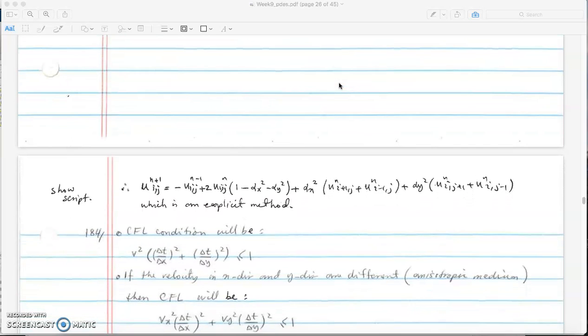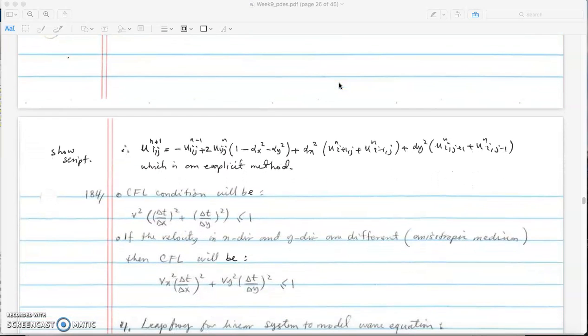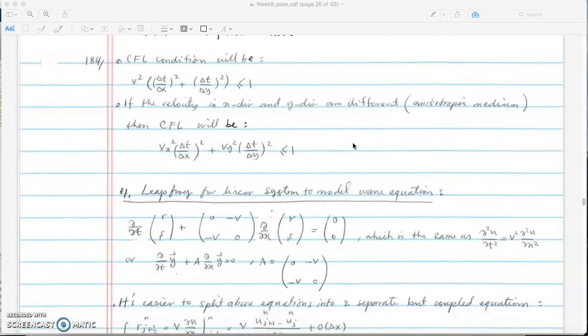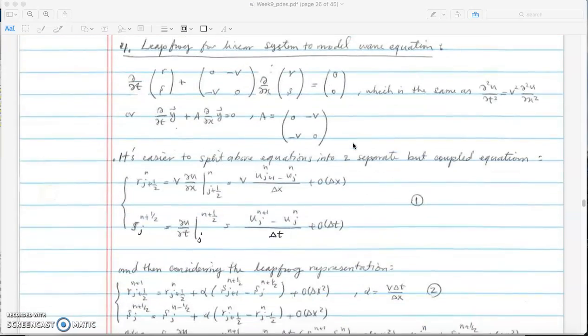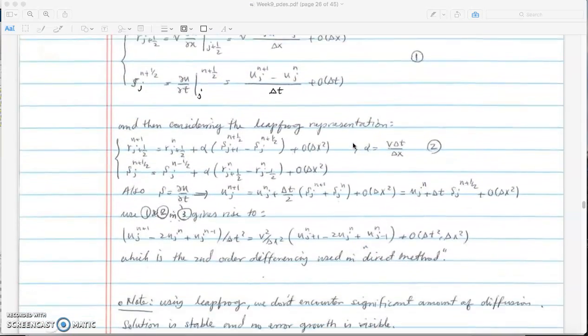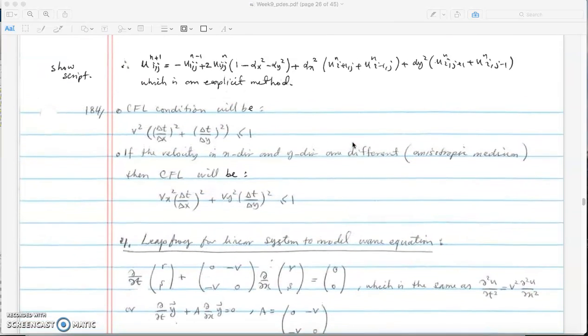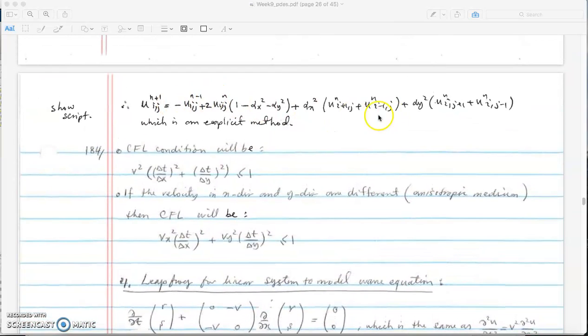So the last topic I want to talk about here is the implementation of the wave equation using Leapfrog. And the last one we're going to talk about is going to be Lax-Wendroff. So okay, this is the 2D version of the direct method that we talked about.